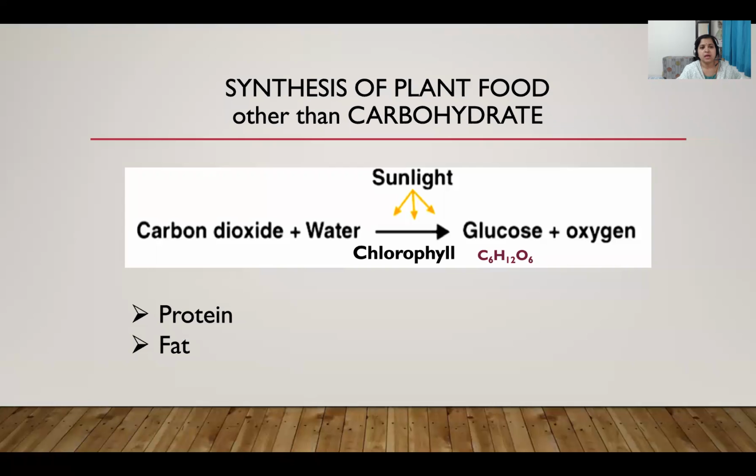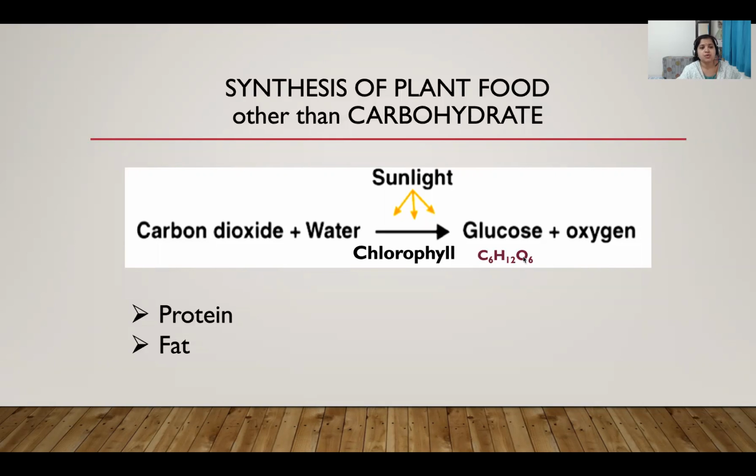Now look here, you can understand this is the equation of photosynthesis. Carbon dioxide and water in the presence of sunlight and chlorophyll combine to form glucose and oxygen. Glucose formula is C6H12O6. It is a carbohydrate. So you can know that carbohydrate has the ingredients carbon, hydrogen and oxygen.